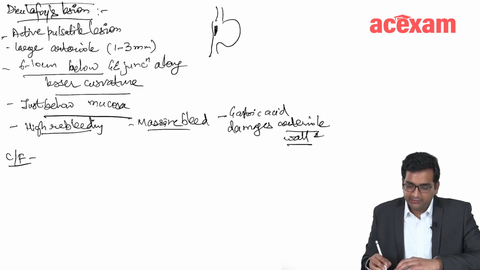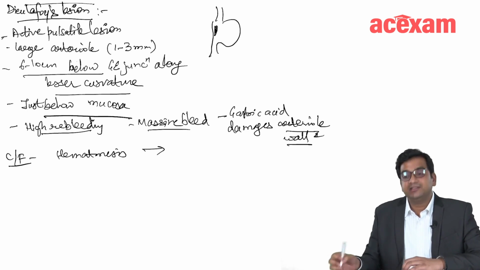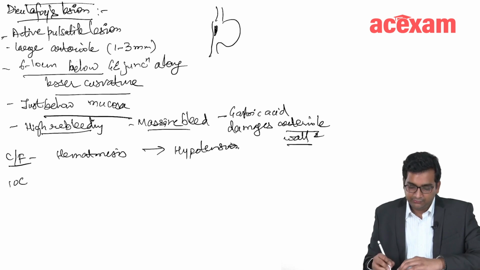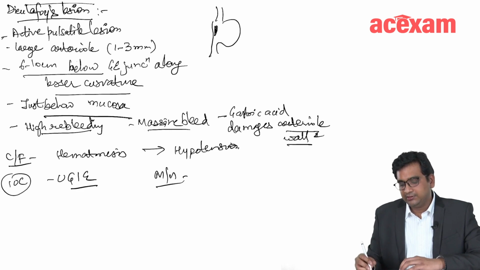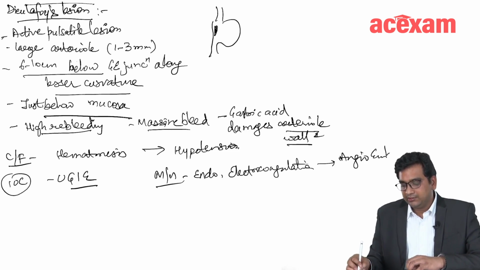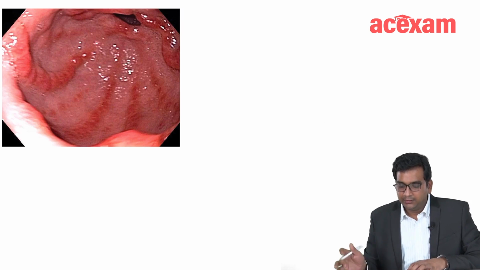Now what is the clinical feature? Clinical feature is obviously hematemesis. If there is massive hematemesis, there is presence of hypotension. Okay. And what is the investigation of choice? Obviously upper GI endoscopy, already told. What is the management? It is same, endoscopic electrocoagulation. If not responding to endoscopic electrocoagulation, then we will go for angioembolization, and then if not responding to angioembolization, then we will go for surgical ligation. Okay.